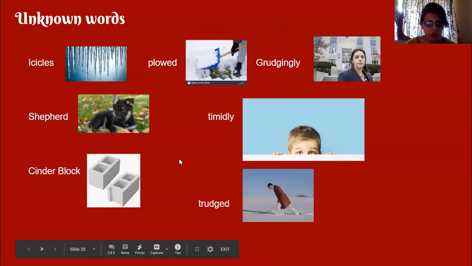So, unknown words for Stray. The first one that I asked you to circle was icicles. Icicles look like this. It's when it's snowing really hard, or it gets really cold and the temperature drops. We don't see this too much here in California, but around the world, if it snows throughout their season of winter, they do get icicles hanging from the side of their home or on the top of their roof, right where the end of the roof is.